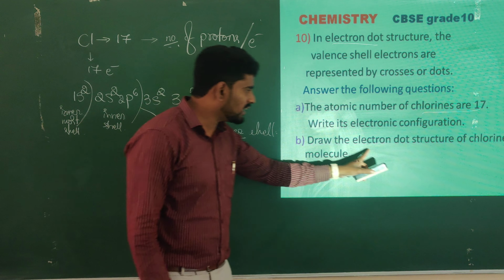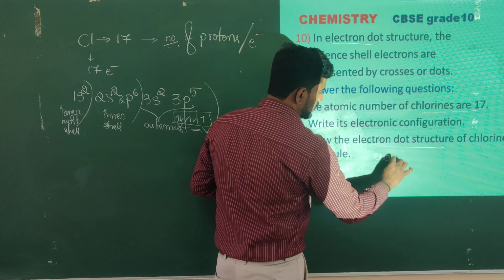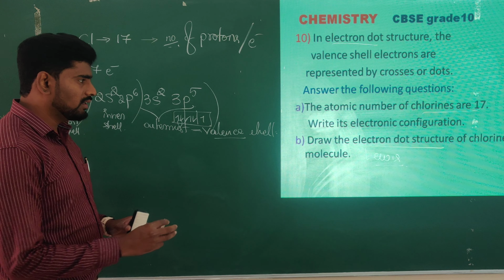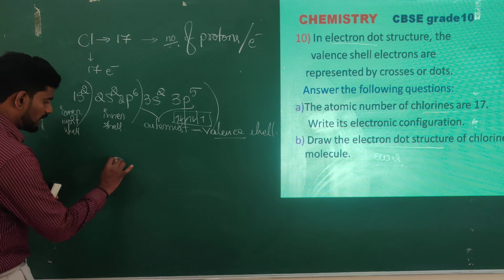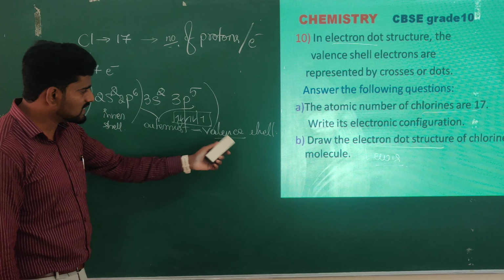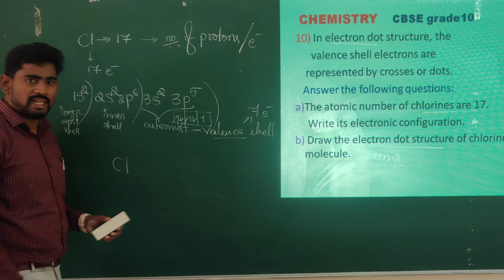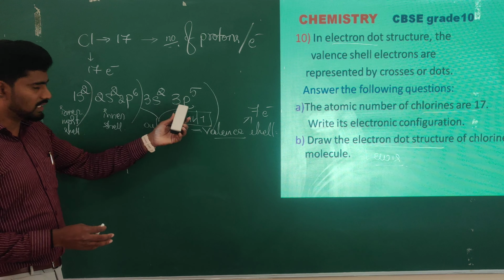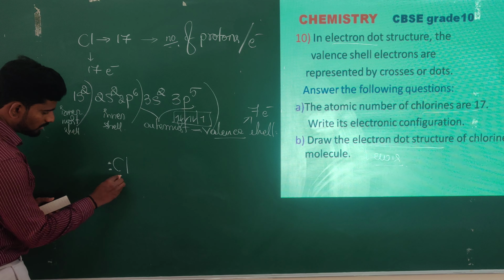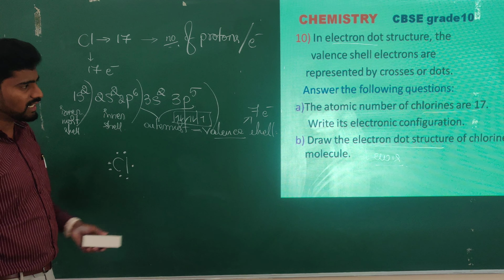So here, draw the electron dot structures of chlorine. Electron dot structure is also called Lewis dot structure. So here the chlorine atom is surrounded by valence electrons. Here this is the outermost shell. The valence shell has 5 plus 2, 7 electrons. In chlorine atom, the valence shell is 3s and 3p. The electrons are 7. So hence chlorine is surrounded by 7 electrons in dots. That is called Lewis dot structure or electron dot structure.